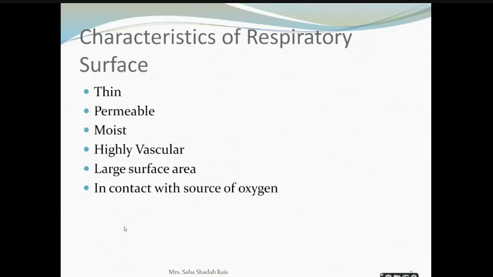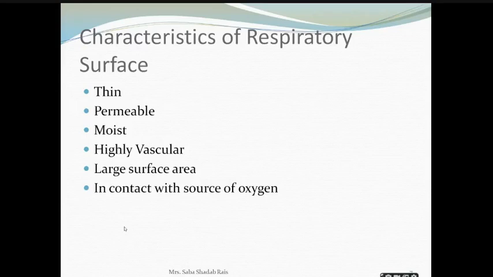Then it must allow for the passage of the gases. That is, the oxygen and carbon dioxide can freely move across this particular surface. Now the next thing, it must be moist. Now why should it be moist? Why is there the need of a moist surface?